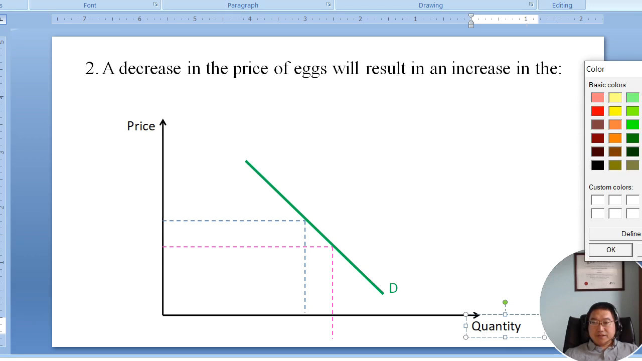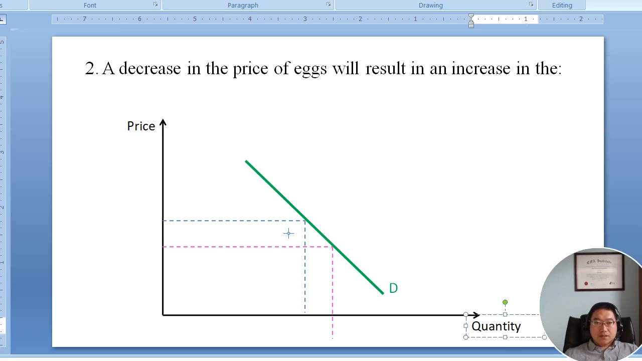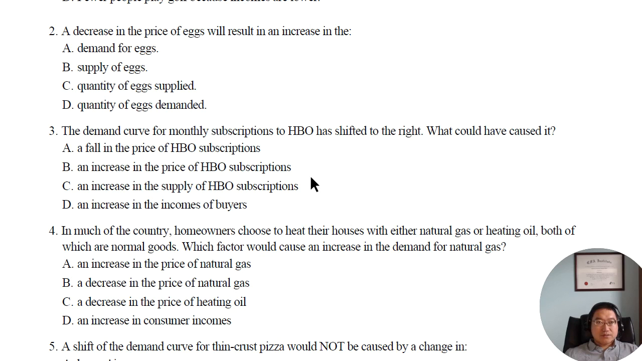We have lower price and a higher quantity demanded, right? And that's on the demand curve. It's a movement along the demand curve. So now you know, right? How do you choose? This is a movement along the demand curve.